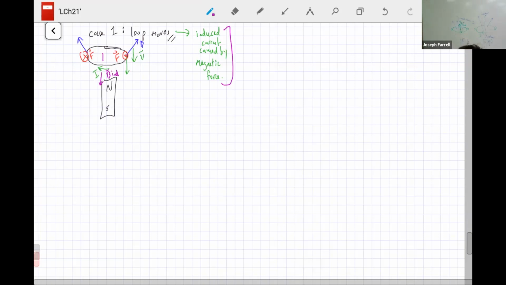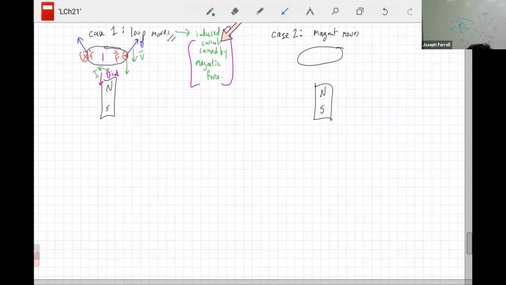So we can think the magnetic field is actually responsible for this. But here's one of the weird things about electromagnetism is that it actually is kind of sketchy. Some of this stuff, you'd think it would have the same reason, but this has a different reason. Case two, the magnet moves. And so same exact physical situation. You've got a magnet in a loop. In the first case, the loop was moving. And in this first case, we said, well, there's an induced current, but that's caused by the magnetic force on a moving charge.